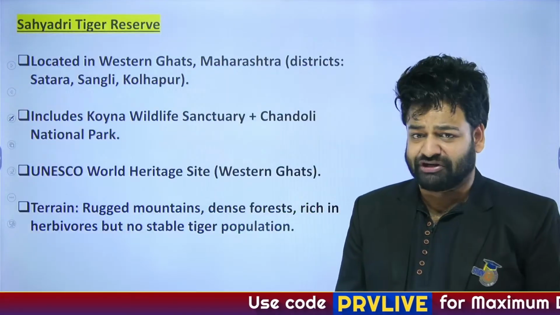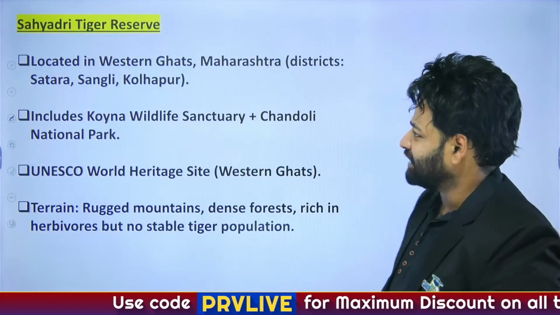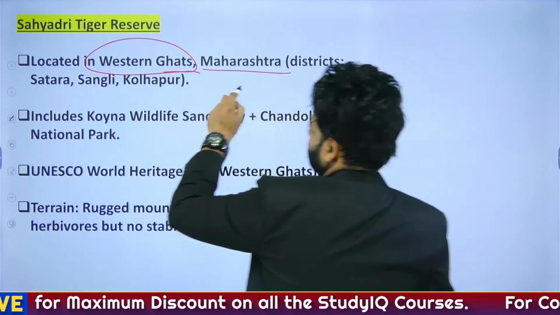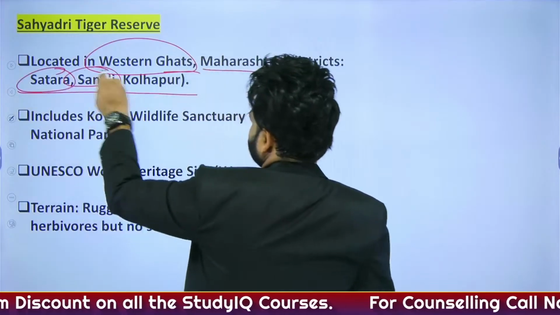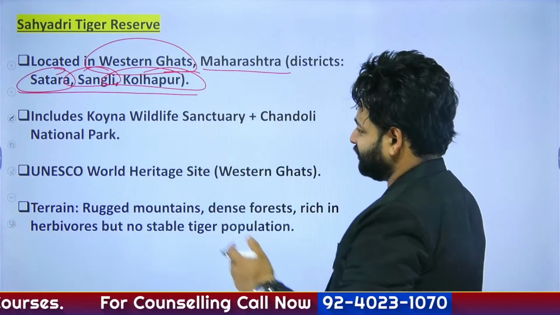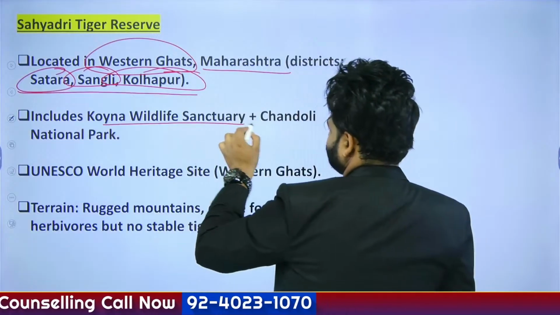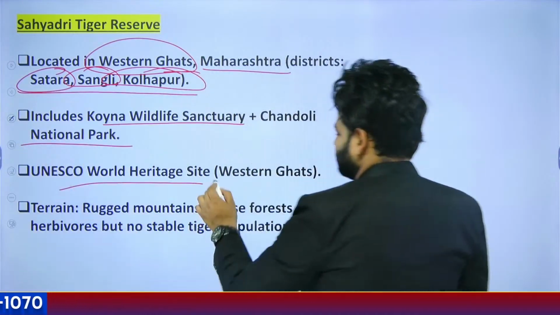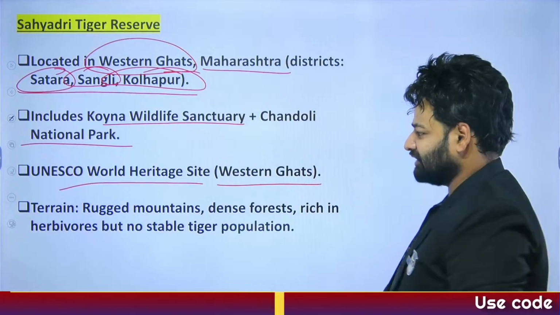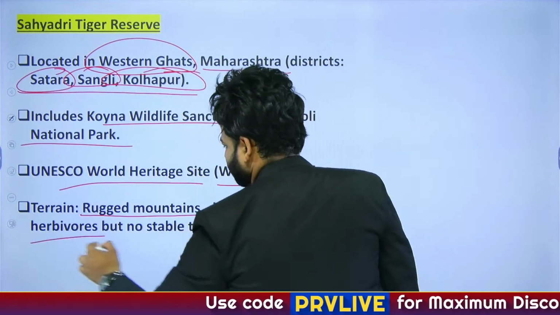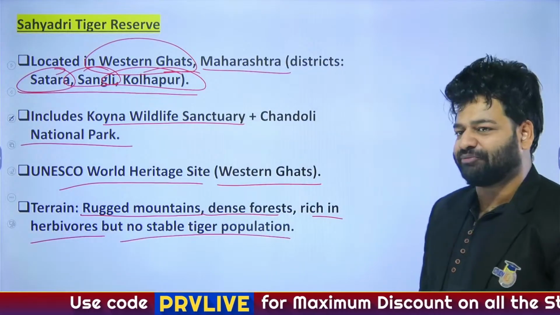Here we go with regard to the term Sahyadri. Sahyadri, located in the Western Ghats of Maharashtra, covers districts including Satara, Sangli and Kolhapur, all wonderful, historical districts as well. It includes the Koyna Wildlife Sanctuary plus Chandoli National Park. It is a UNESCO World Heritage Site as well, that is the Western Ghats. The terrain is rugged mountains and dense forest, rich in herbivores, but with no stable tiger population.